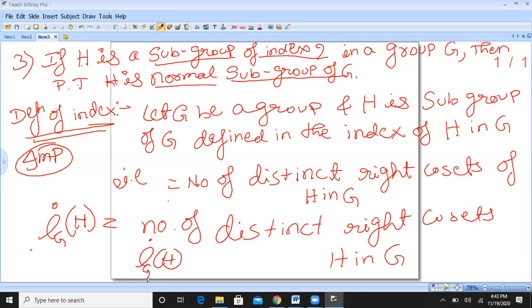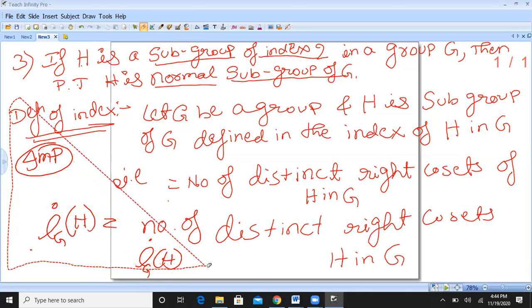If you want to find the index of H in G, you must calculate the different cosets. So if the number of right cosets is equal to 2, the index is 2. If the number of right cosets is equal to 4, the index is 4.